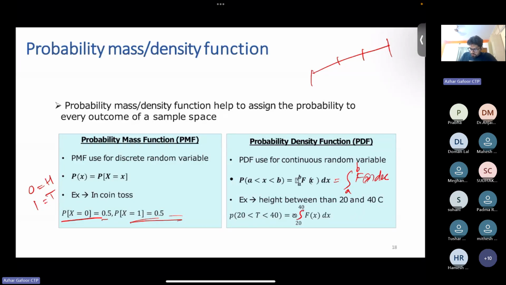For example, temperature between 20 and 40 degrees centigrade. What is the probability of having the temperature between 20 and 40 degrees centigrade? These are the functions which give probability values to the random variable.